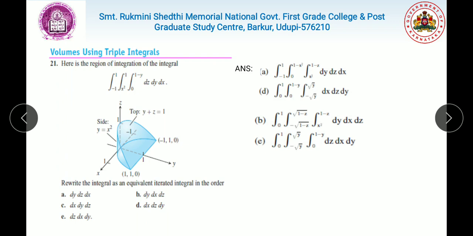Now in the projection, as I told, projection is x square plus z equal to 1. When you solve for z, because the next variable is z, z varies from 0 to z equal to 1 minus x square. Then finally, to cover the projection, x varies from minus 1 to plus 1. Similarly, the other expressions are given.